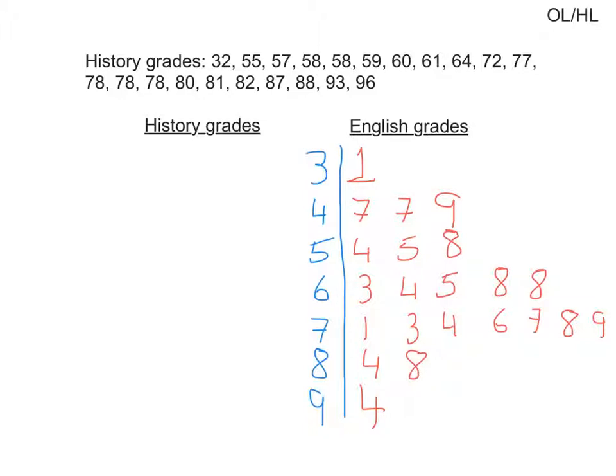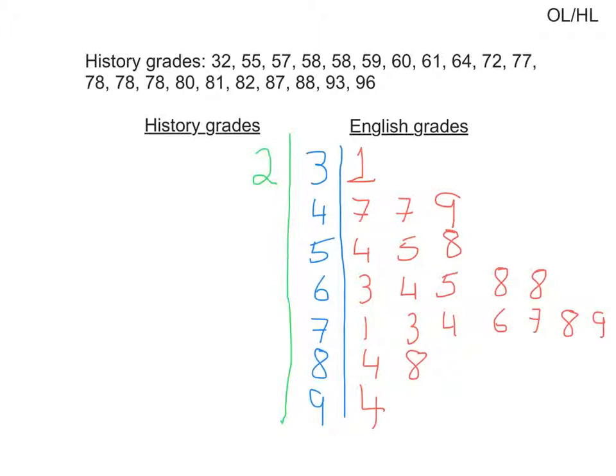You will notice the dataset on top now contains the history grades. We will use the same method as previously. We'll look at each stem in turn and write the leaf beside it. So starting with 3 as a stem, we have one number, 32, so we'll write 2 for the leaf. We have no history grade in the 40s, so we put no leaf down beside the stem of 4. It is incorrect to put 0 down as this would indicate a grade of 40.